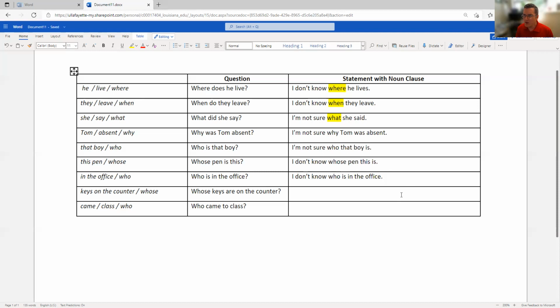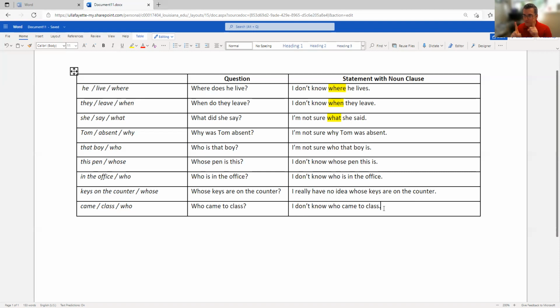Whose keys are on the counter? You know, I really have no idea whose keys are on the counter. Okay. So I have no idea is another way of saying I don't know. Who came to class? I don't know who came to class. And again, because who is the subject, you didn't have that reversal in the question. So the noun clause is going to look the same, okay?